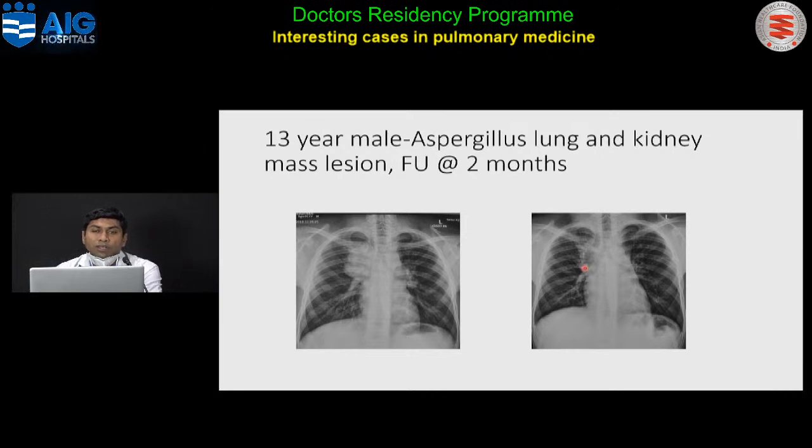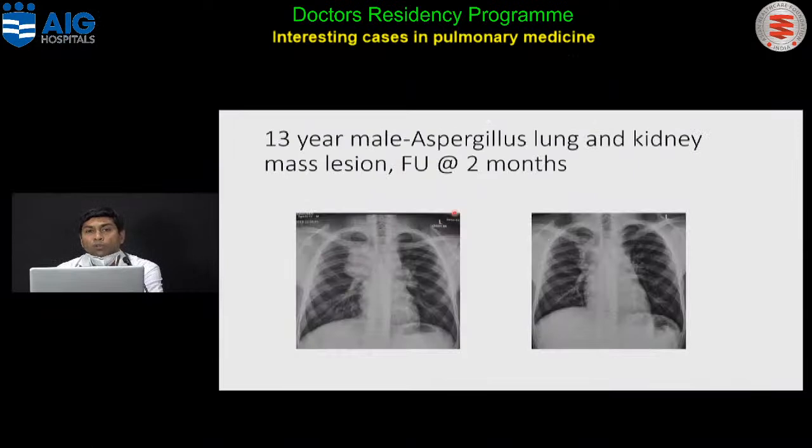Then we did an EBUS-guided biopsy from this mass lesion, and the biopsy showed again granulomatous inflammation with evidence of fungus on the histopathology, GMS stains, and also the cultures. So this patient also did respond very well to voriconazole. We had to give treatment with voriconazole for a total of 10 months, after which both his lung mass as well as the kidney mass resolved.